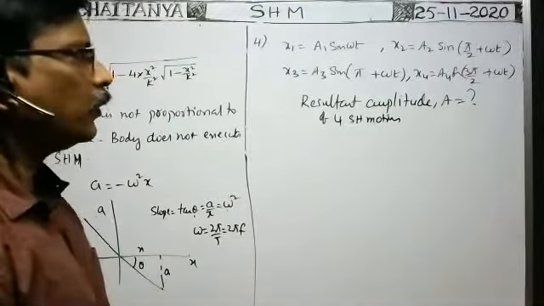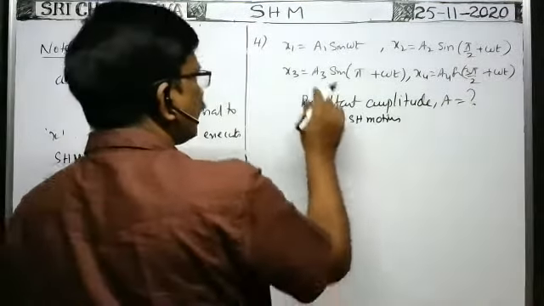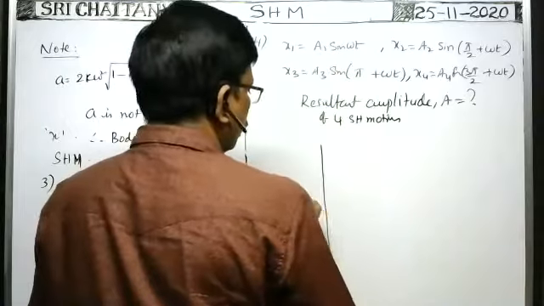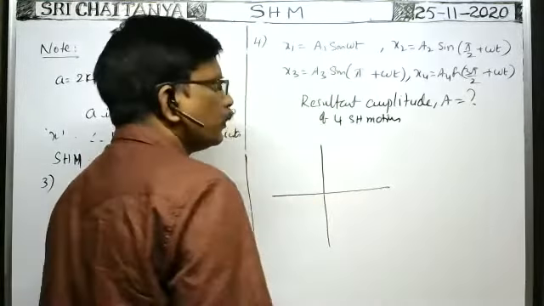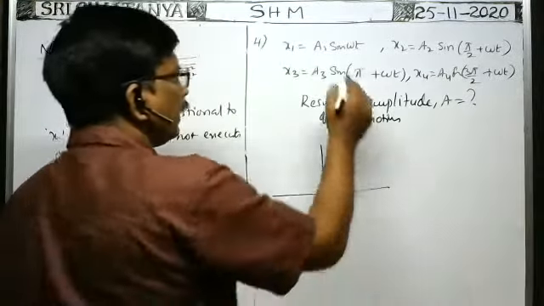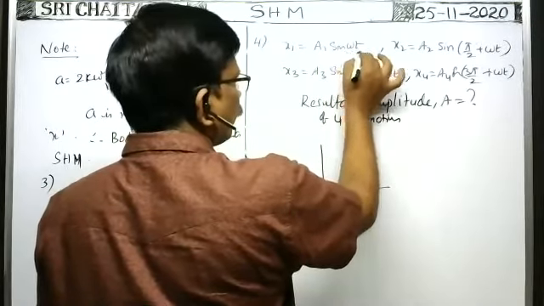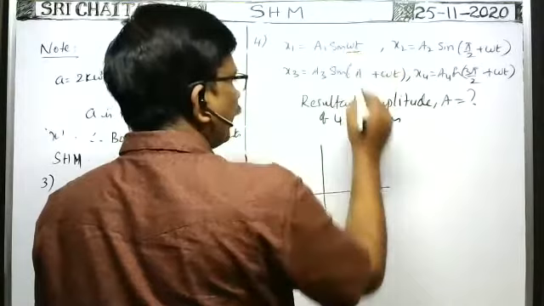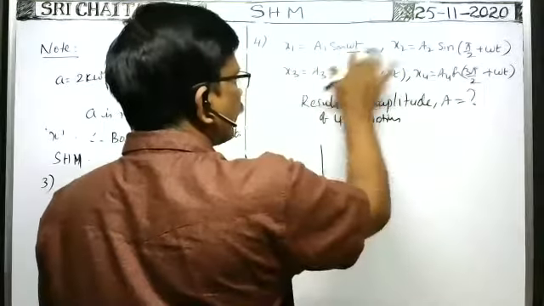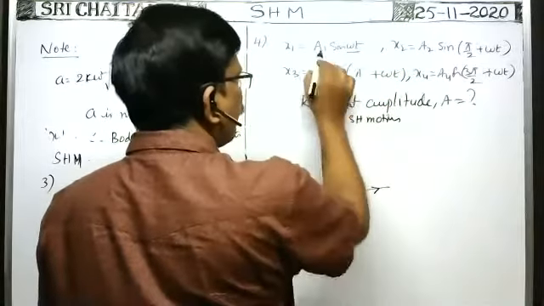When such a problem is asked, first you represent these oscillations. 4 simple harmonic oscillations are there. In case of the first simple harmonic oscillation, you see the phase angle is omega t. You take this omega t along the x-axis. Along the x-axis, phase angle is omega t and amplitude is a1.